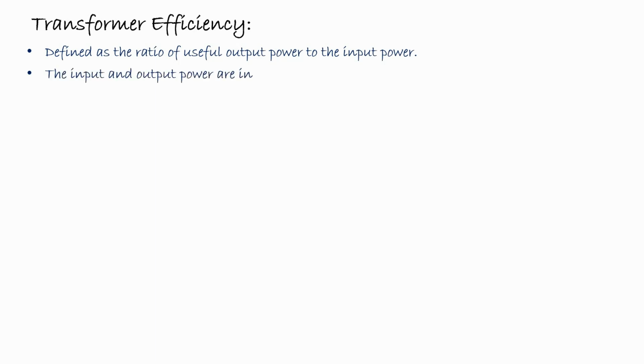Next is the efficiency of a transformer. The efficiency is basically defined as the ratio of the output power to the input power. So in the case of a transformer, again the efficiency is the output power upon input power. But here the unit of the input and output power should be the same. That means either both should be in watts or both should be in kilowatts. So basically the efficiency can be written as output power by input power.